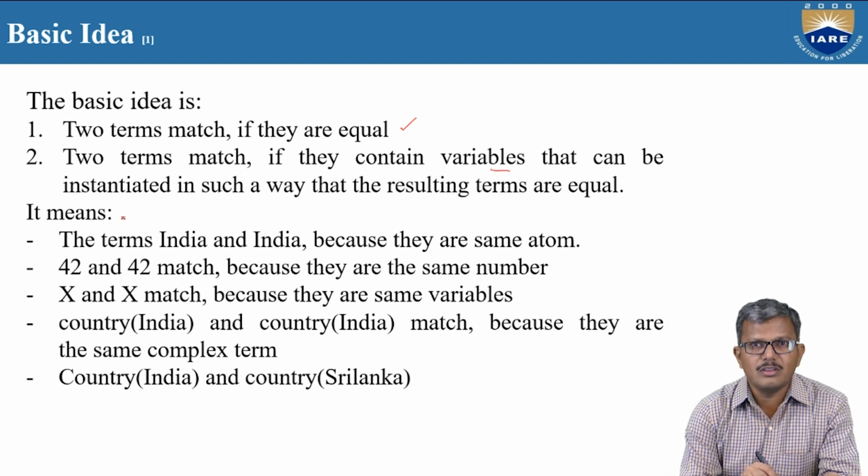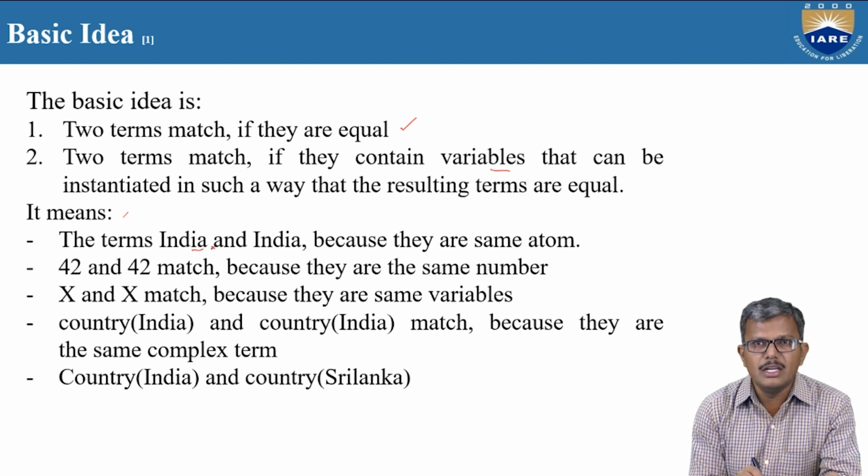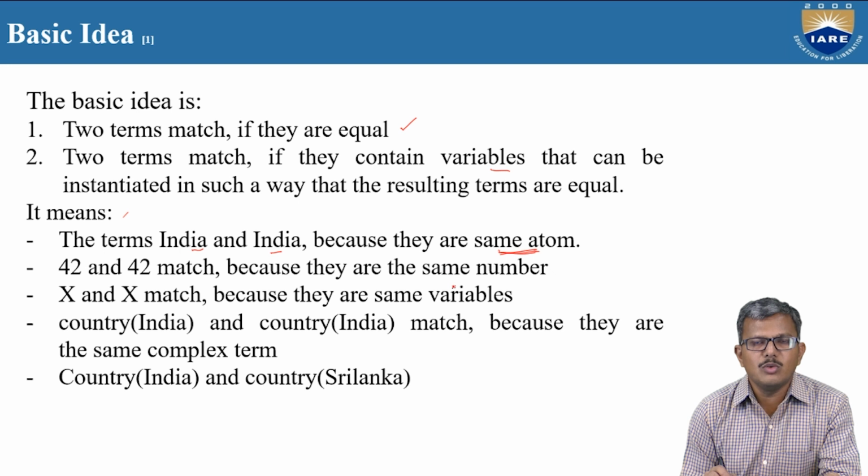So what does it mean? Right? What is this explanation telling us? For example, if you see the terms here, India and India, these are two terms. Whenever we do the matching of these two terms, the answer we are going to get is true. Why? Because India and India are the same atoms. In Prolog programming, if I say atom, that means it is represented using some alphabets. A can be an atom, and I can be an atom, and India can also be an atom. So in the first case, we are trying to compare the terms India and India.